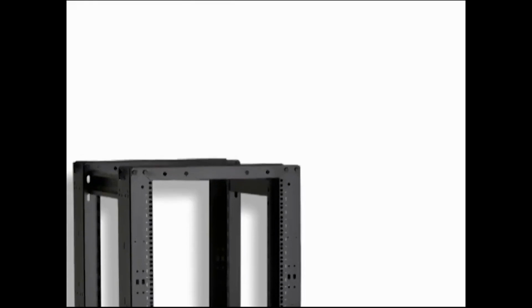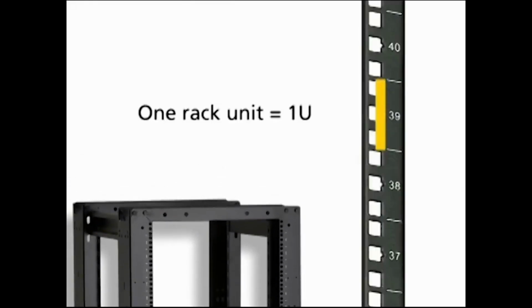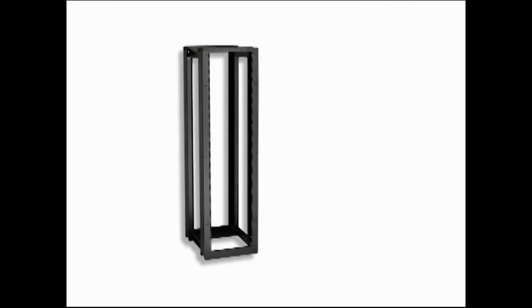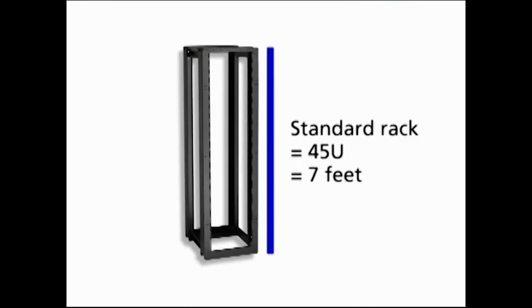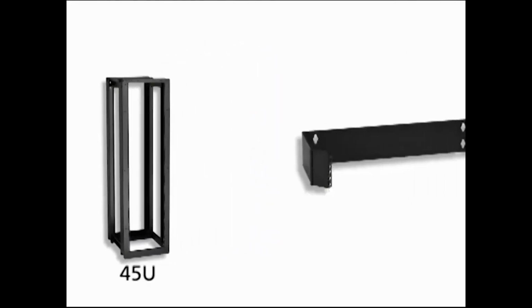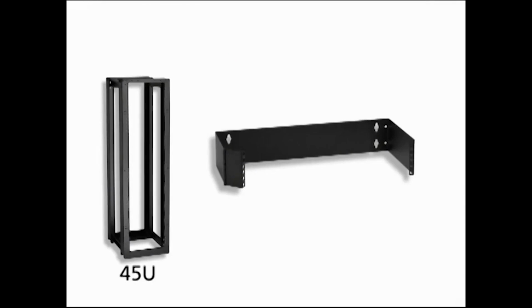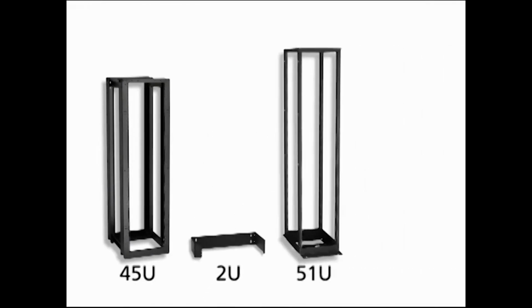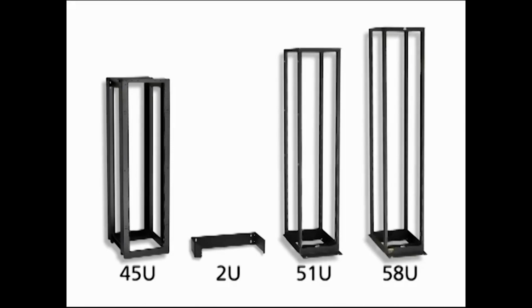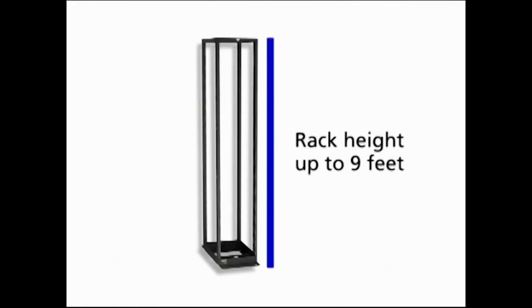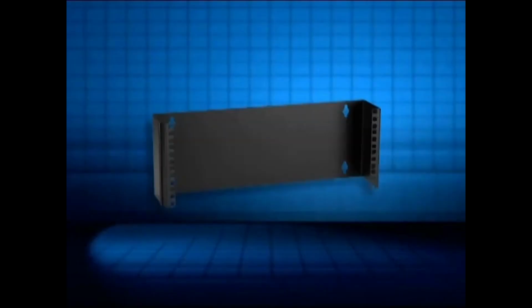Vertical real estate in a rack is expressed in rack units, with one rack unit abbreviated as 1U. Most freestanding racks come in a standard 45U height, which is 7 feet high, so they fit rooms with standard ceilings. But there are other height options, from smaller 2U high wall mount models all the way up to 51U and even 58U high units. These tall racks, towering up to 9 feet overhead, allow for an extremely dense installation of equipment while saving you valuable floor space. Of course, the wall mount style racks save you floor space too.